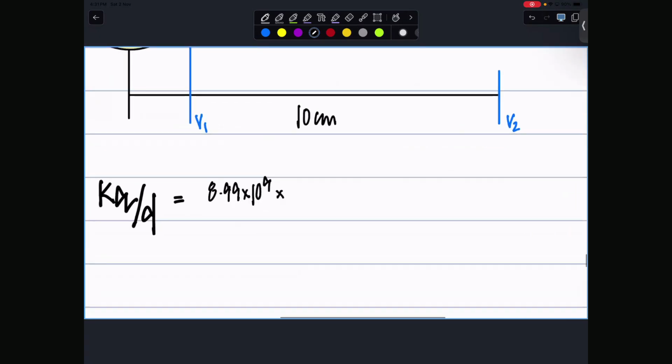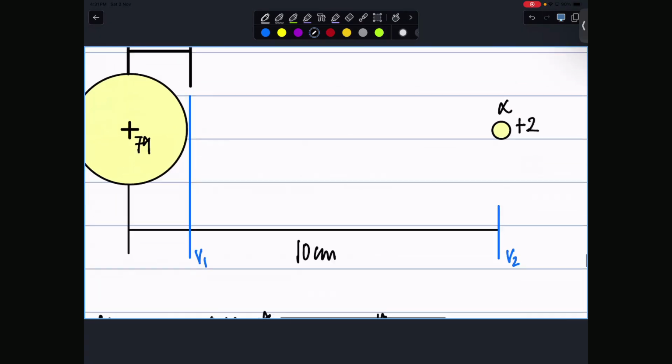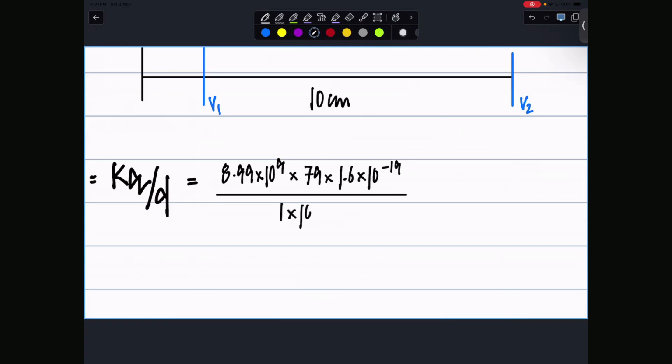So this will be 79 into what is the charge? 1.6 into 10 to the power minus 19. I hope you guys understand by now that plus 79 is not the charge of a gold nucleus. It's a relative charge, right? Relative charge is a charge compared to the charge of an electron. The actual charge of a gold nucleus is that, right? Do you remember? Okay. Divided by distance; the distance at the surface is 1 into 10 to the power minus 8.